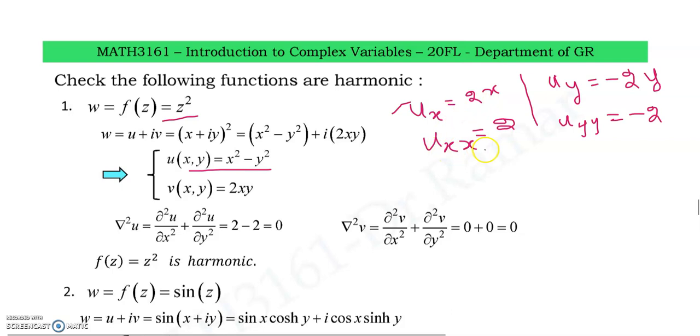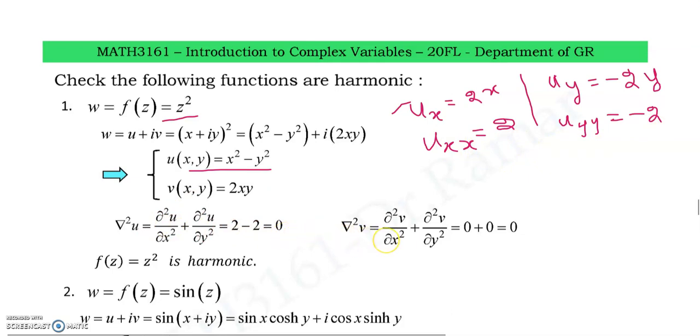Then uxx, what is uxx? That is 2, because we are differentiating with respect to x partially, so 2 multiplied by x, x becomes 1, so 2. Similarly you find uy, the partial derivative of u with respect to y. Here we have x square minus y square, the x square part becomes 0, so this is minus 2y, that's why I write minus 2y in uy. Now how to find uyy? Again we differentiate partially with respect to y, the partial derivative of y is 1, so minus 2 times 1, that is minus 2. So uxx plus uyy is nothing but 2 minus 2, that is equal to 0.